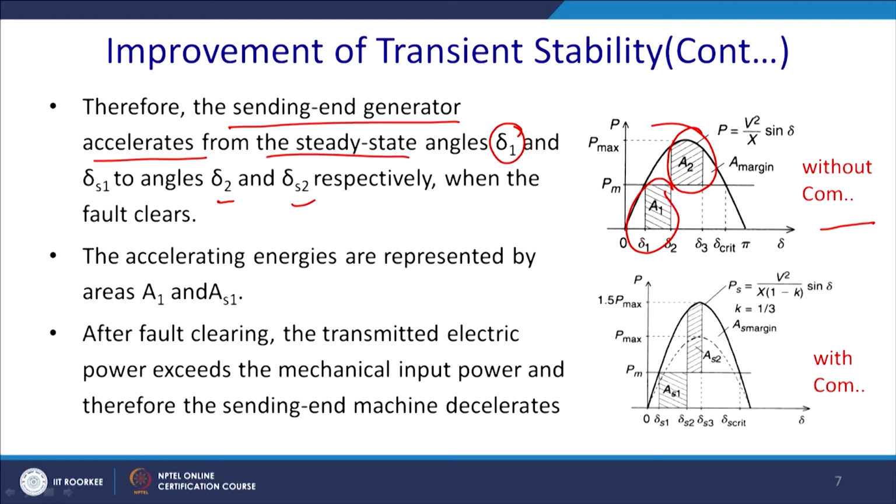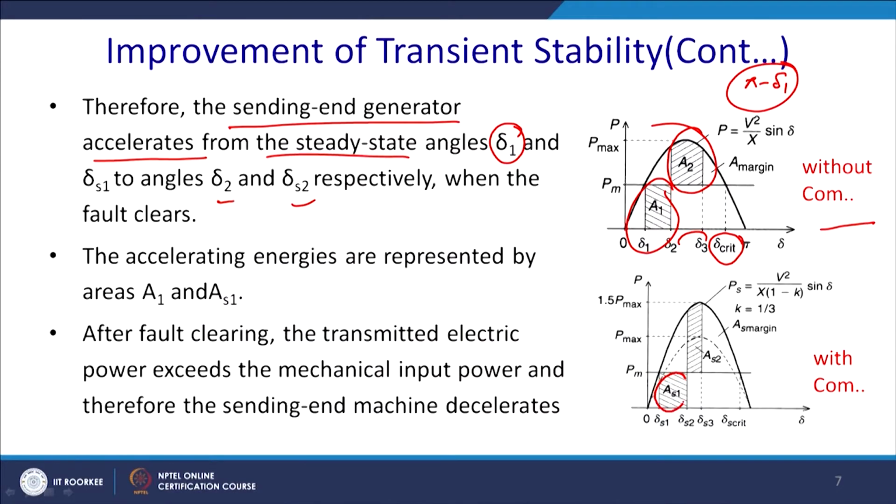Thus, we require to compensate up to the critical angle delta critical, and the value of delta critical would be pi minus delta 1. So, you have to compensate within that limit. But what happened in case of this series compensation?